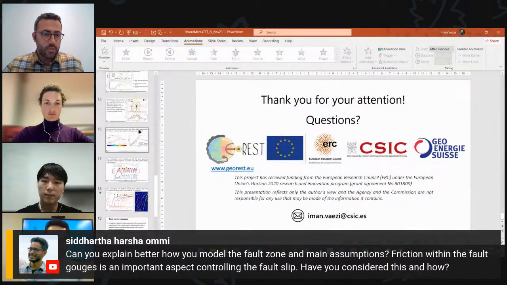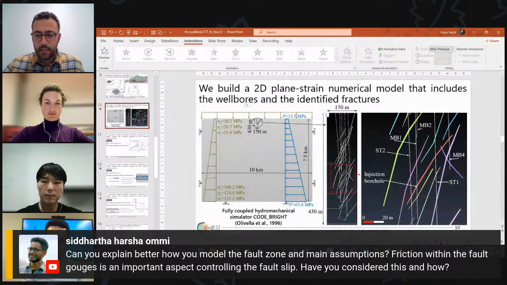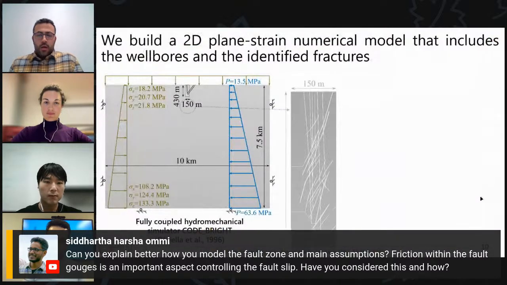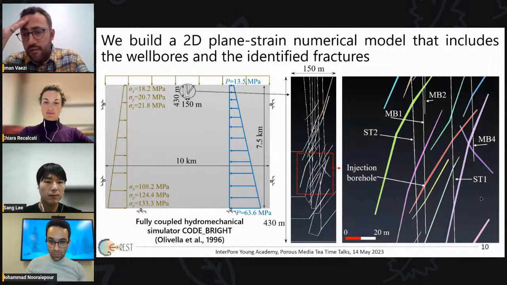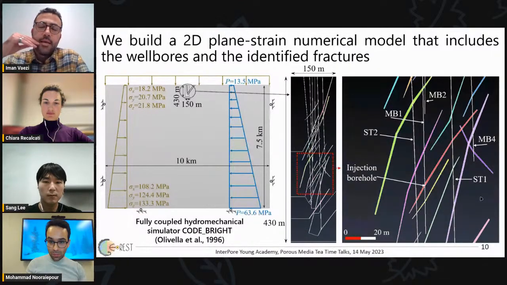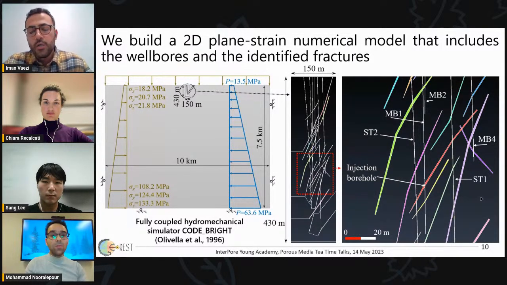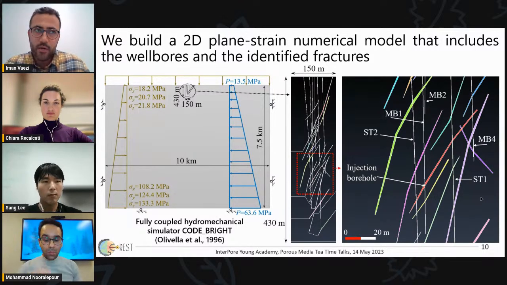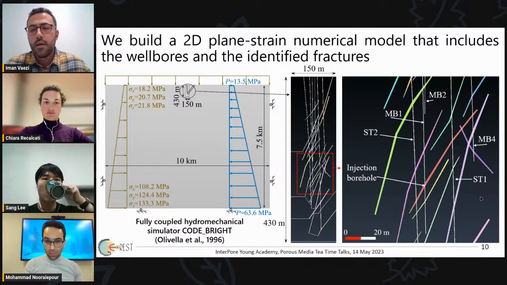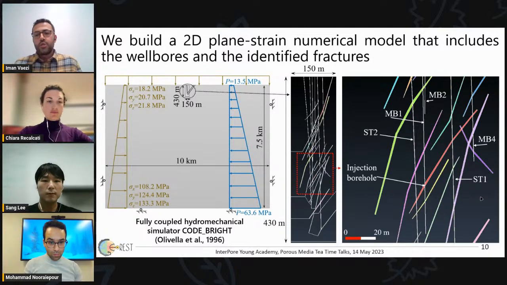Let me show the model here. Our method to model fault and fracture is based on a continuum approach. It is using an equivalent fracture layer, and we upscale the properties of the layer, such as permeability, Young's modulus, Poisson ratio, and this kind of thing.